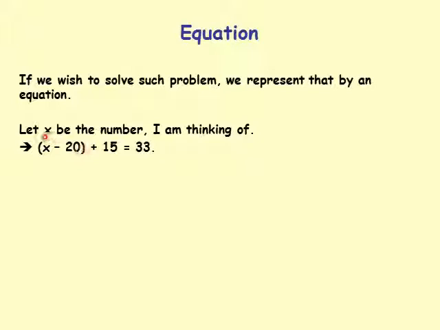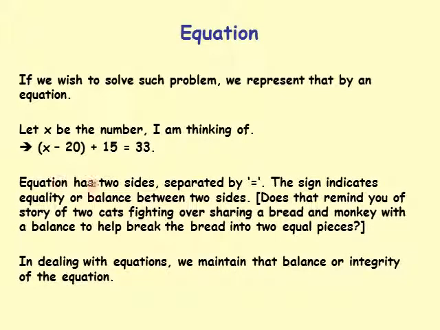I just put in parentheses here to indicate my order. This is I did x minus 20, and to make it clear that to the result of this we're going to add 15, plus 15. Okay? So this is the equation I was thinking of. An equation has two sides separated by an equal sign. So there's an equal sign here, there's something on the left and something on the right. The sign indicates equality or balance between two sides.